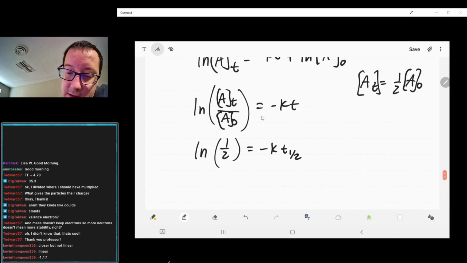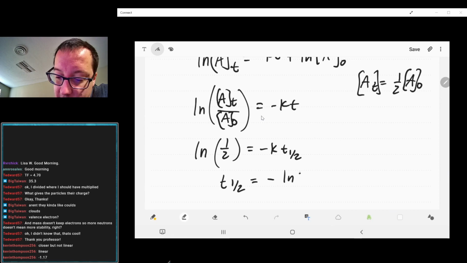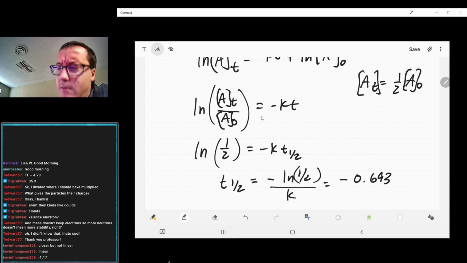Solving this, we can say that t1/2 is going to be equal to negative ln of 1/2 over k, which is going to equal 0.693 divided by k. Let me double check ln of 1/2, ln 0.5 on Google. Yeah, 0.693. So we can work with this sort of thing.